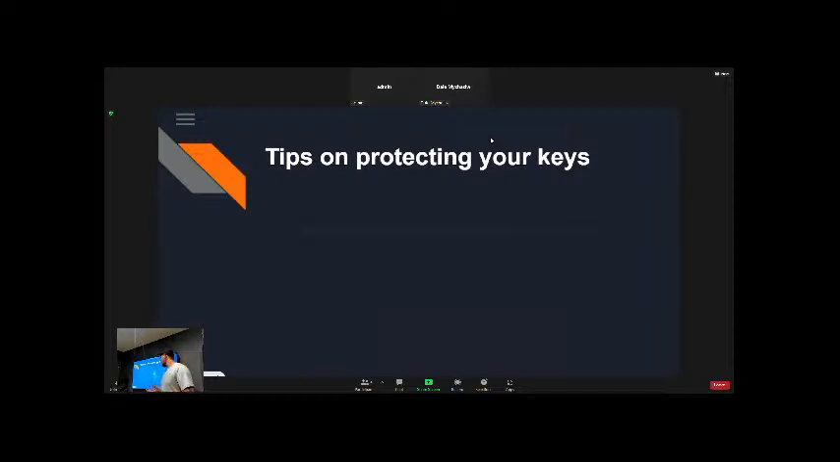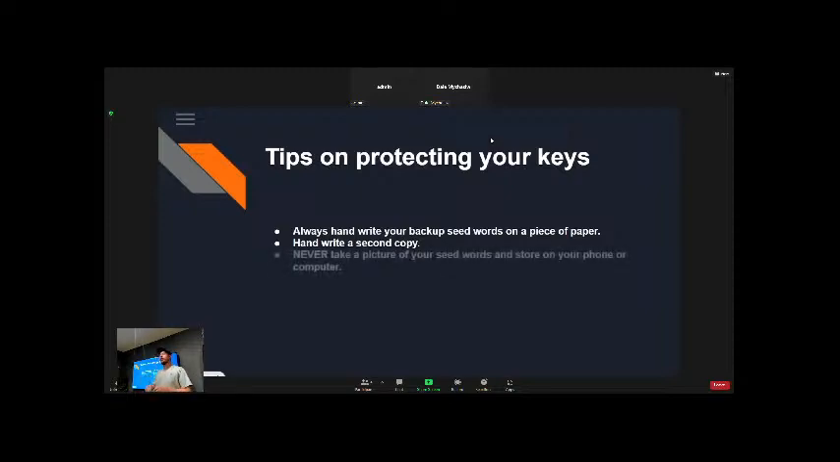So some tips on protecting your private keys. Always handwrite them. Handwrite a second copy, store it in a safety deposit box or someone you really, really trust's house. If you can, put it in a sealed envelope, or even in its own metal container, or something to keep that from being seen. So if, God forbid, something happens to your house, you're still able to restore your keys and you didn't lose the only copy that you have. So two copies are better than one.